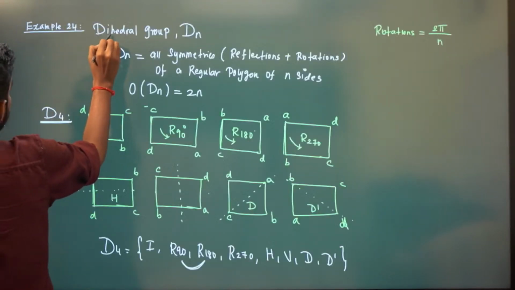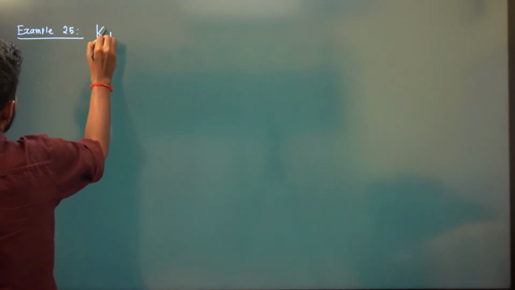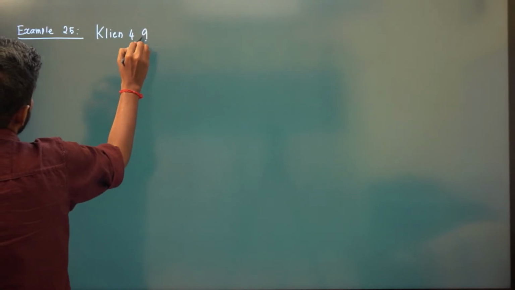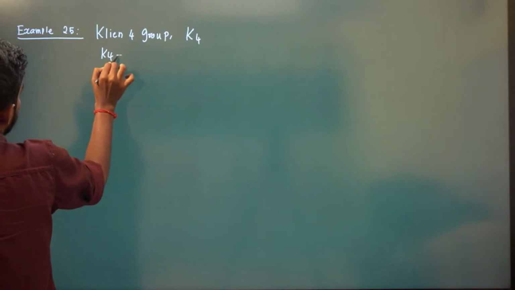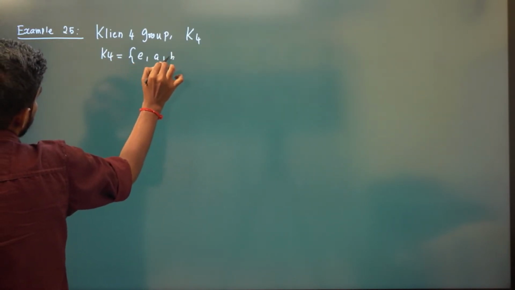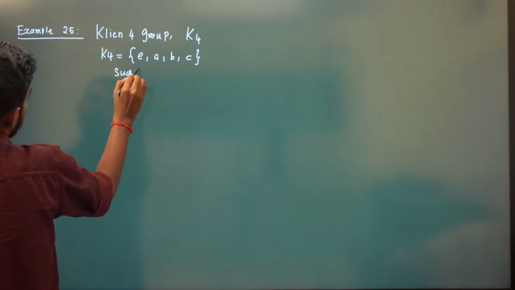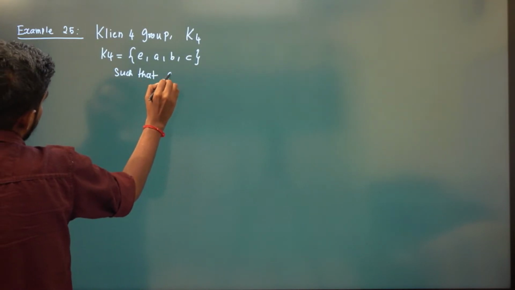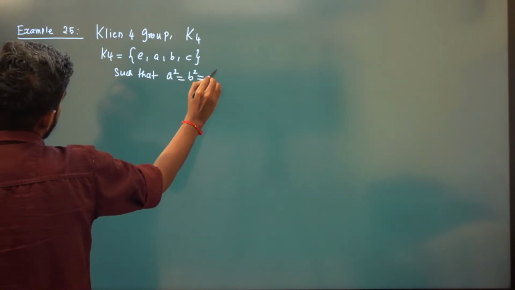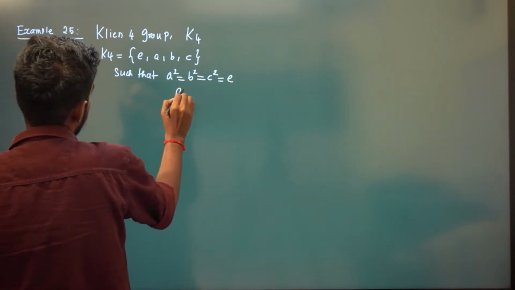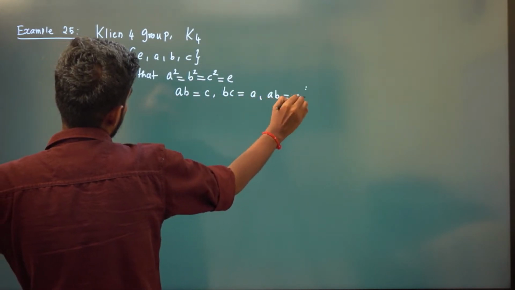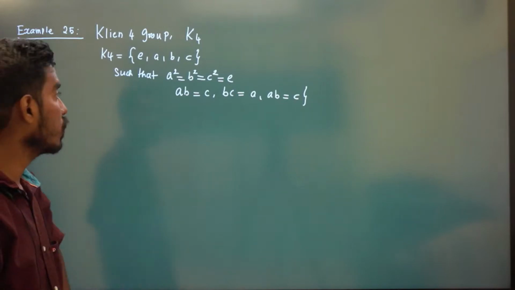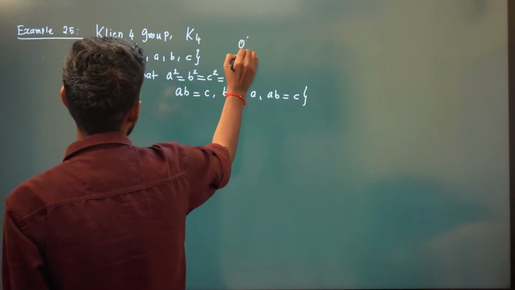Klein 4 group is called K4. So K4 consists of the elements E, A, B, C. The operations are such that all of them are self-inverse, and AB will be equal to C, BC will be equal to A, AC will be equal to B. It forms an abelian group of order 4, right? So the order of K4 is 4.